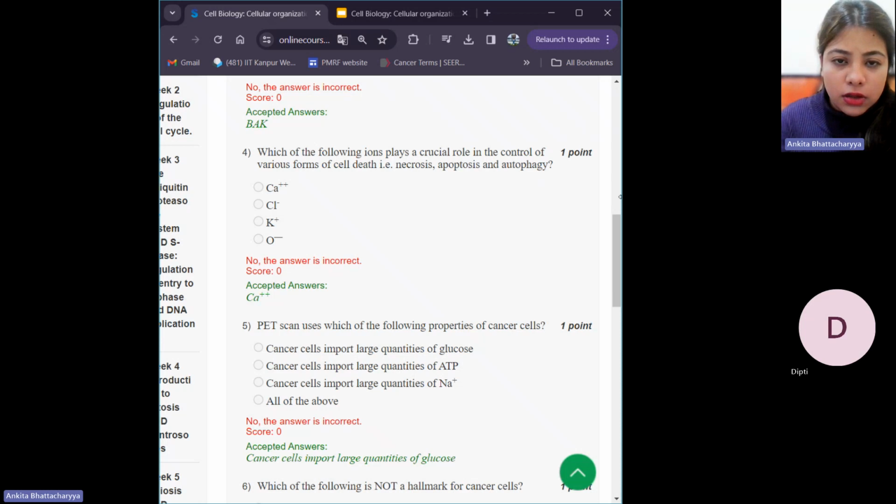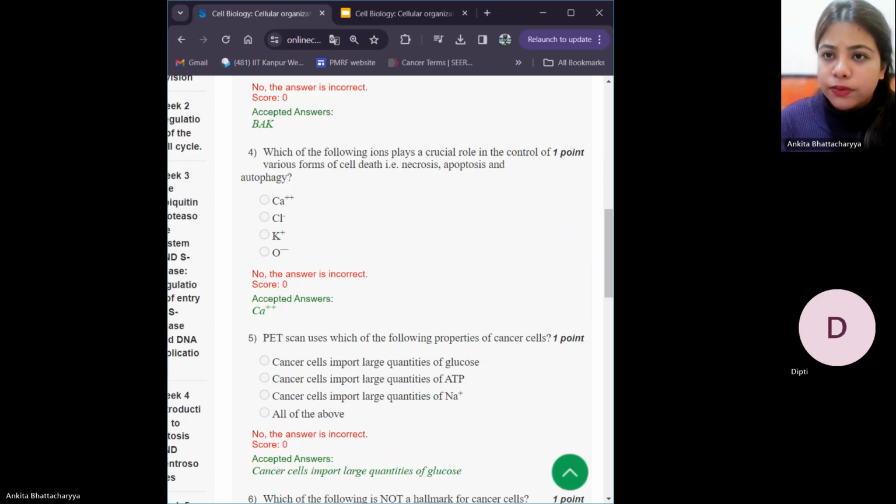Just give me a second. There's an issue with the window.